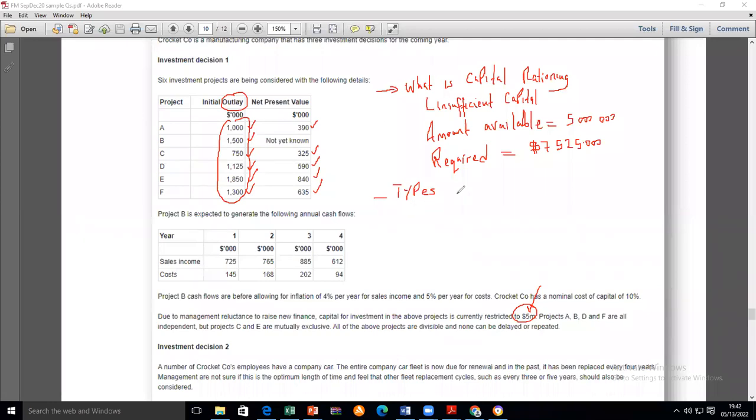There are two types of capital rationing. What are those? Hard and soft capital rationing. What causes soft capital rationing? Soft capital rationing is caused by internal factors. And what of hard capital rationing? External. What's the situation here? What is causing capital rationing here?